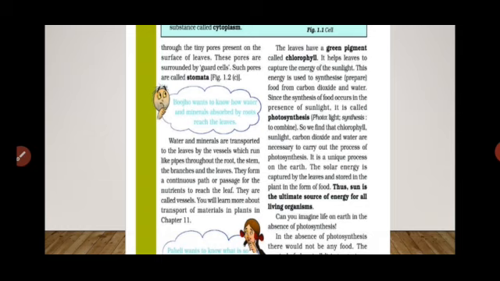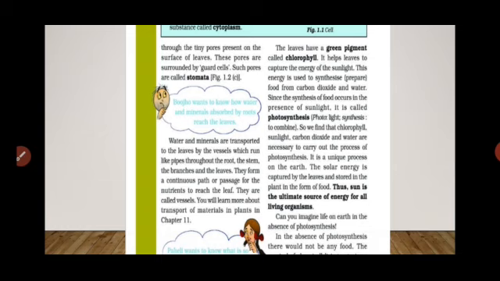Students, how do the minerals or the water get transported to the leaf? What are the things which help to transport all these things? All this we are going to learn in chapter 11. Let's move to our next topic. The leaves have a green pigment called chlorophyll. Okay, students, the leaves have another very, very important part, and that is the chlorophyll.